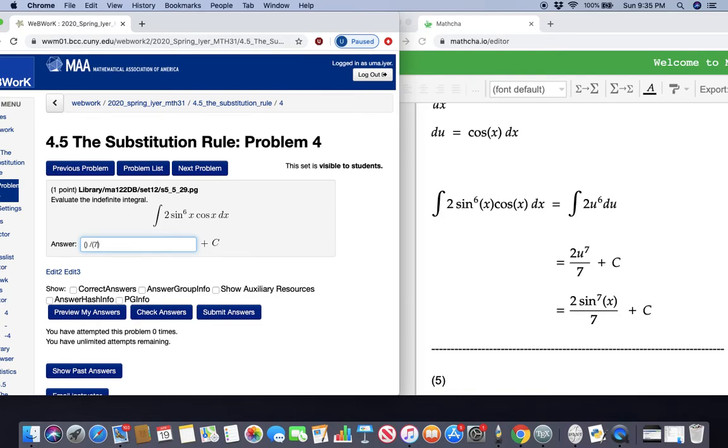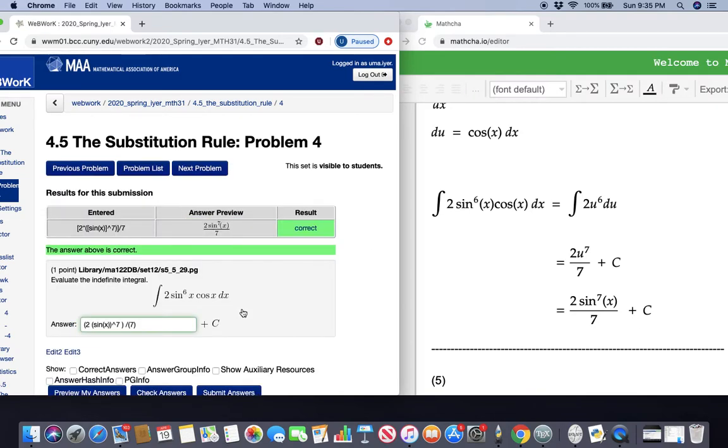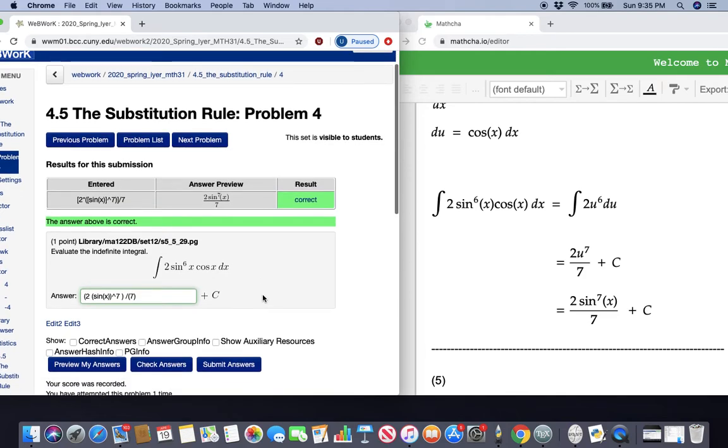Denominator is straightforward. Numerator is 2 sine x, power 7. Okay, don't forget it is the 7th power of sine x. That's what this means. Don't forget plus c. Always make sure it is there. All right. Next problem.